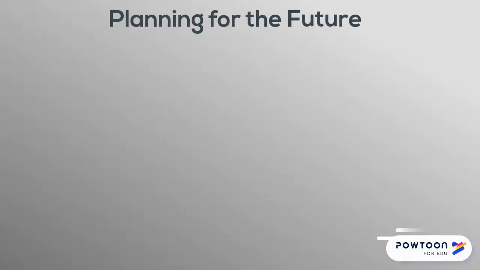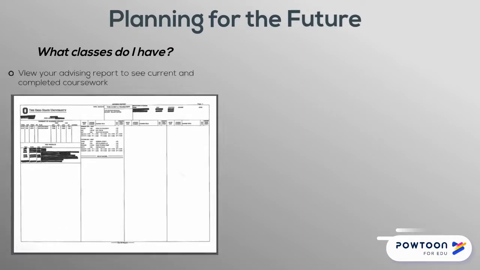The first part of planning for scheduling next semester is to have an idea of what coursework you already have completed. In order to see what classes are in progress and completed, you want to view your advising report. This is an unofficial version of your transcript and will show current and completed coursework, including transfer, PSEO, and AP credits earned. To access your advising report, go to buckeyelink.osu.edu. Go to the section called Enrollment and Academic History and click on Advising Report. Your advising report should open in a new window.